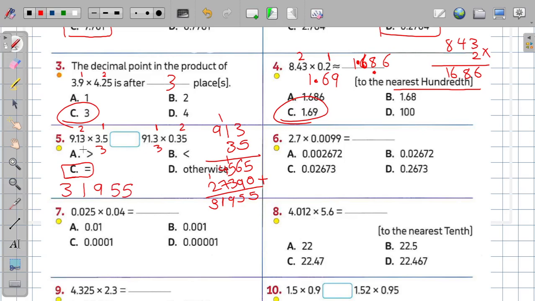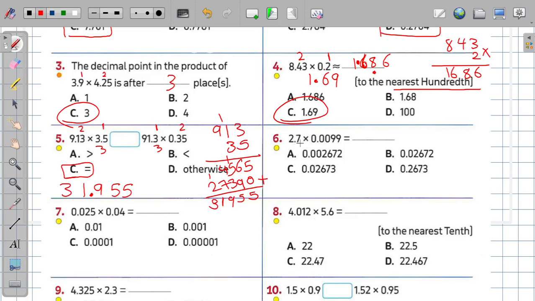Okay, the same digits, the same number. But here I have 2 decimal places and 1 decimal place, so the result has 3 decimal places, so the decimal point will be right here. Here is the same number because I have 1 decimal place and 2 decimal places, so the result will have 3 decimal places, so the result will be 31.955. So the two numbers are equal.